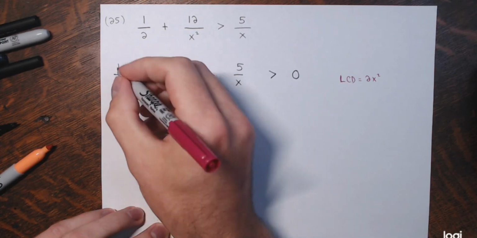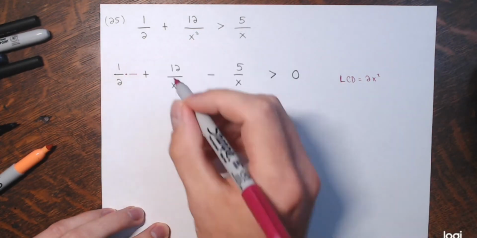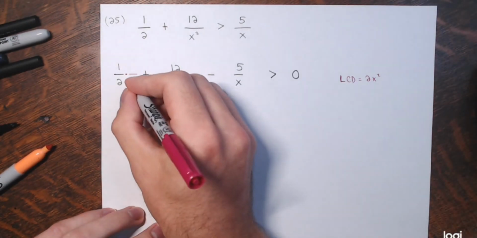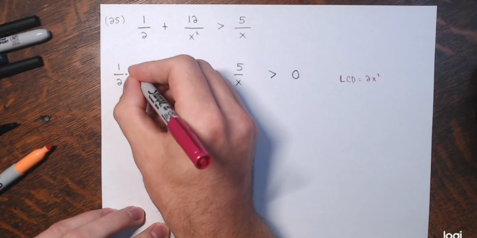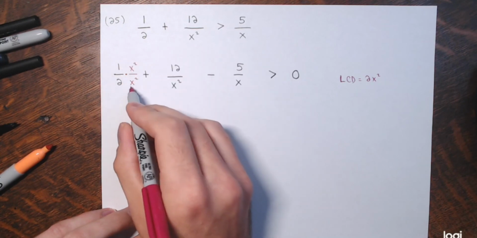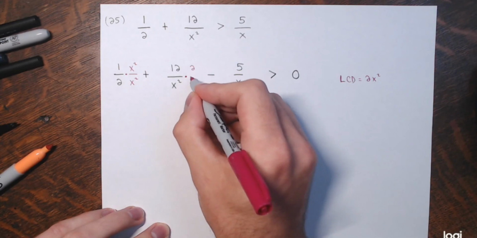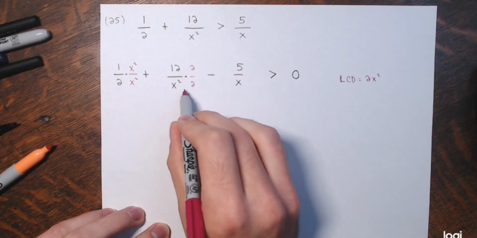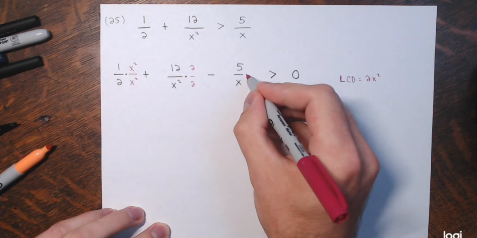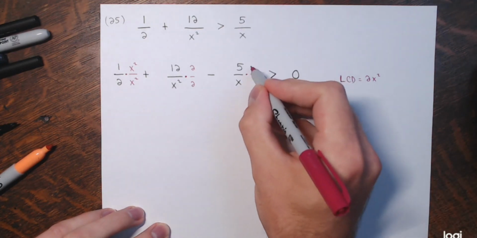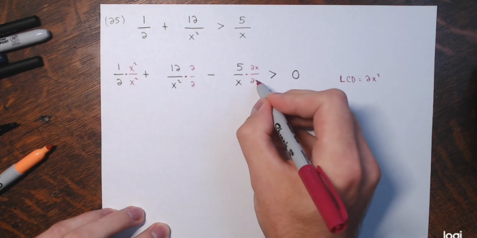Get the same denominator. So in order to get this denominator, 2x squared, the first fraction I'd have to multiply the numerator and denominator by x squared. That would give me 2x squared in the denominator. Second fraction, I'd have to multiply the numerator and denominator by 2, to get a denominator of 2x squared. And the third fraction, the 5 over x, I'd have to multiply the numerator and denominator by 2x, to get a denominator of 2x squared.